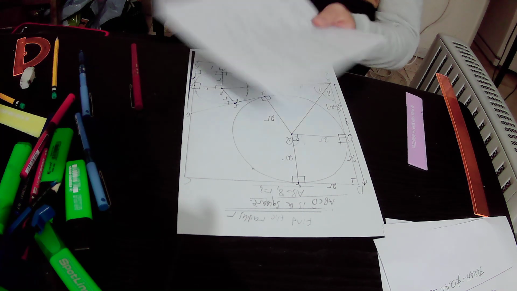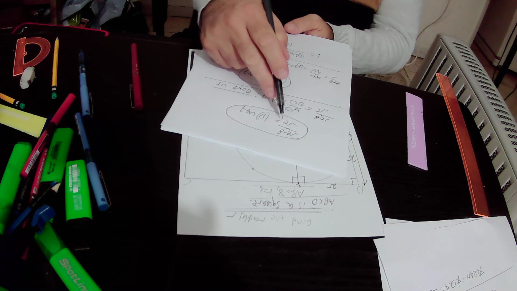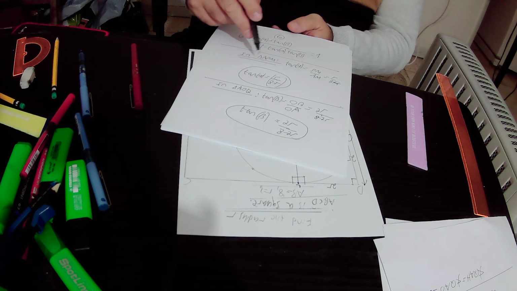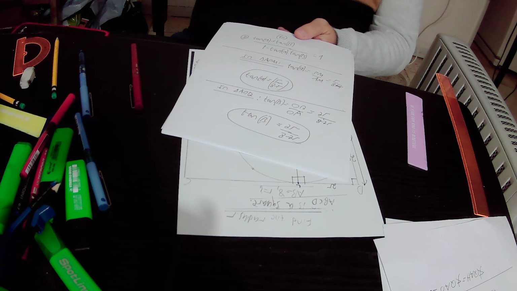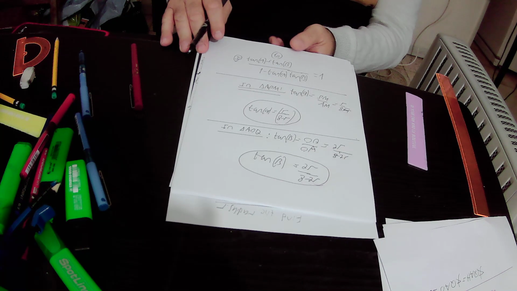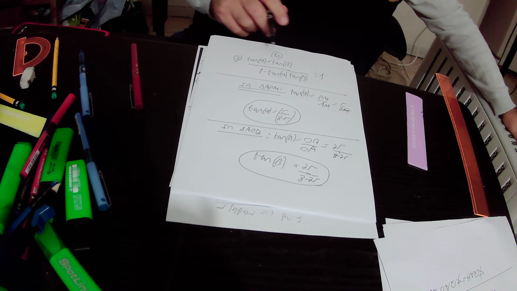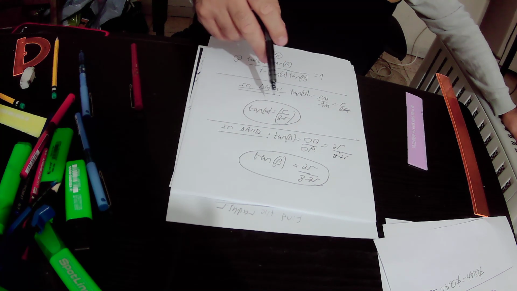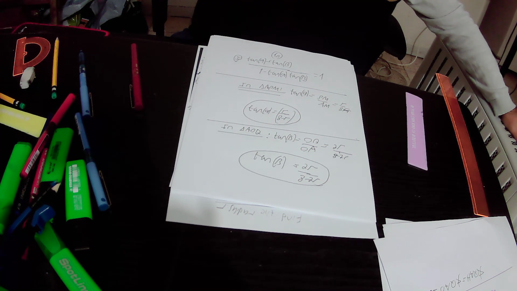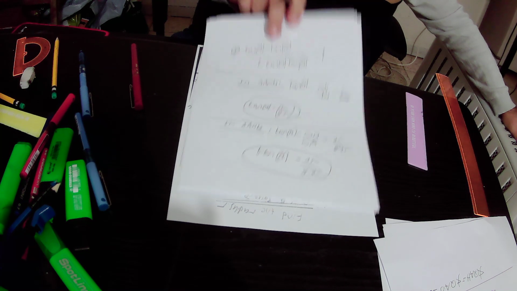Okay, so we found that tangent beta equals 2R over 8 minus 2R, and we have already found that tangent alpha equals R over 8 minus R. So we will substitute these two values for tangent alpha and tangent beta in equation number 1. We will do it now.